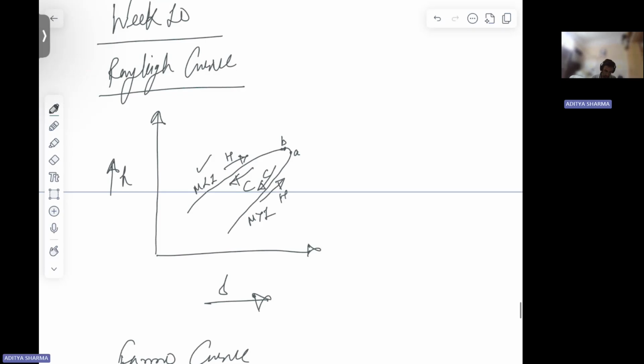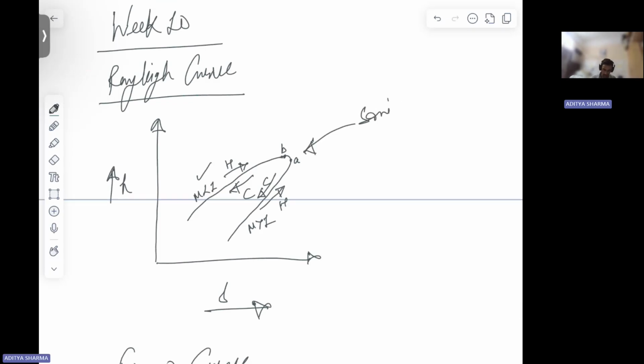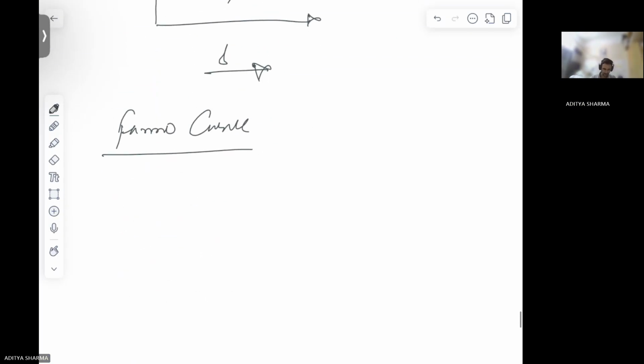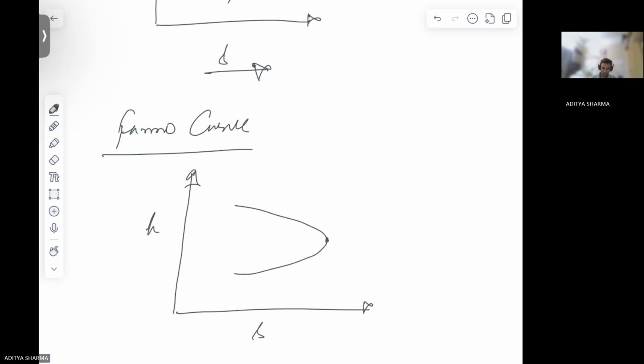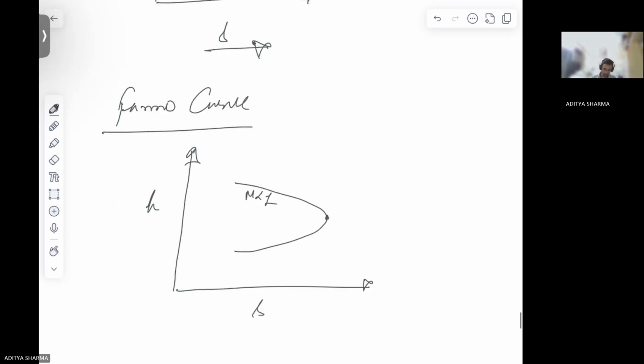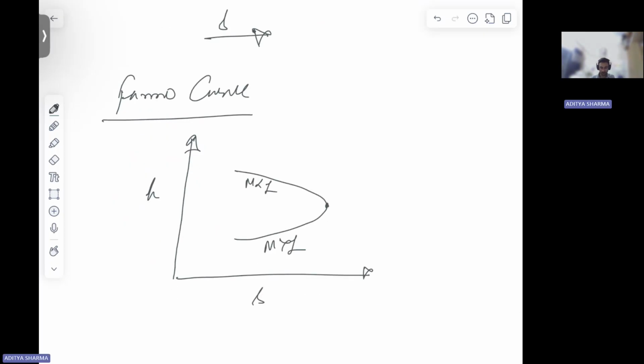And in your Rayleigh curve, point A is your sonic state point, with maximum entropy, and B is for your maximum enthalpy. So your Fano curve is like this, again on the Mollier diagram. The upper section is for your subsonic flow and the lower section is for supersonic. So with friction, this moves in this direction, this moves in this direction.